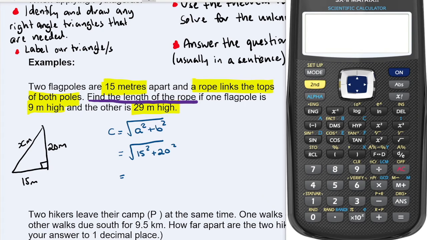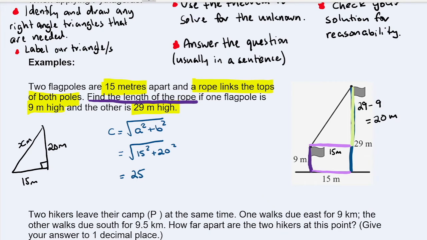Here's our calculator. So we want the square root sign. We need to turn our calculator on, obviously. Have our square root sign. Then we type in 15 squared. Add that to our 20 squared. And we've got it all under our square root sign, so it'll do it all together. Hit the equals, and we get 25. So there's our solve for the unknown part.